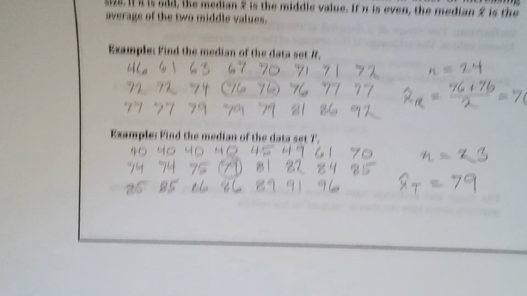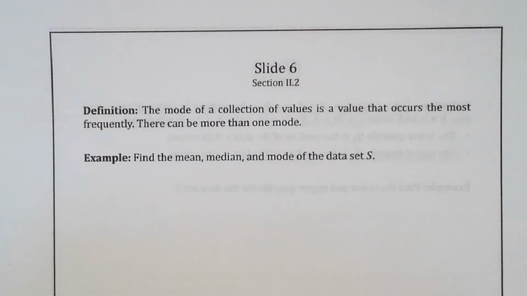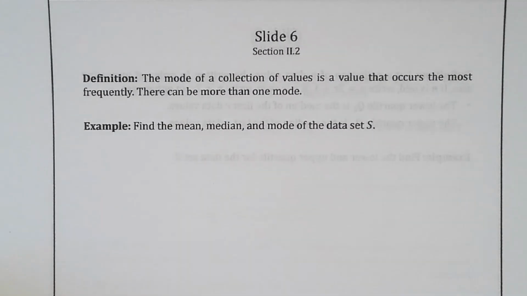The third way to measure the center of a data set is the mode. The mode is a value that occurs most frequently. There can be more than one mode if there's a tie. So let's find the mean, the median, and the mode of the data set S.